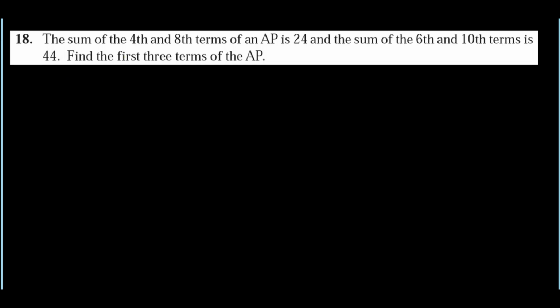The sum of the 4th and 8th terms of an AP is 24. So the sum of the 4th term and 8th term is given. The 4th term is A plus 3D, plus the 8th term, which is A plus 7D. The sum of this is 24.